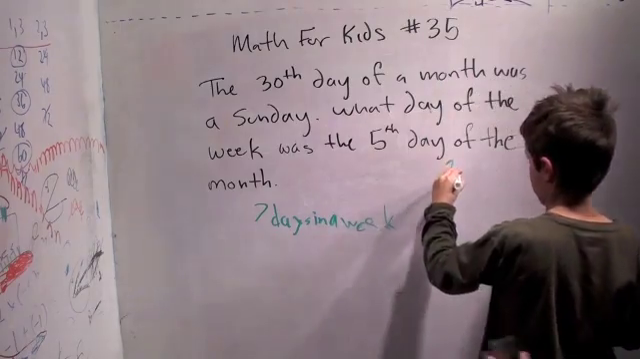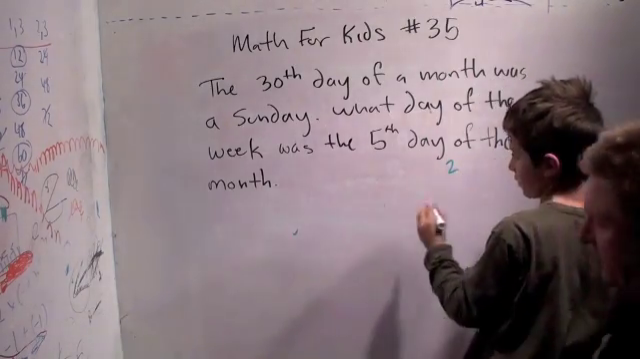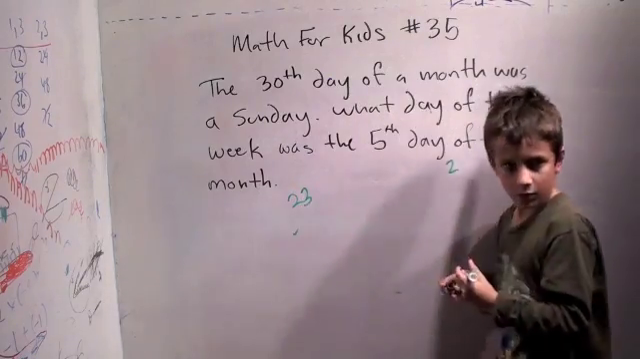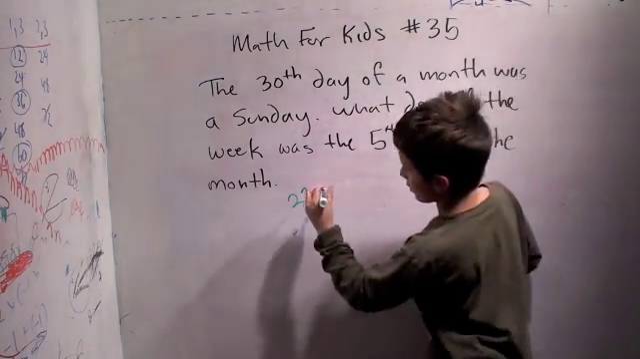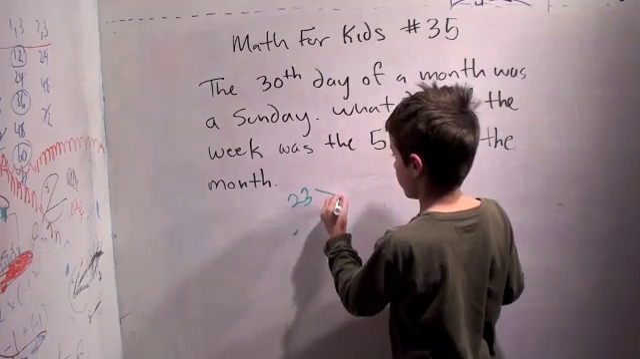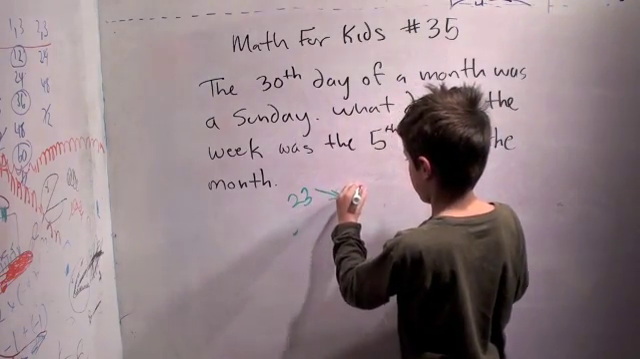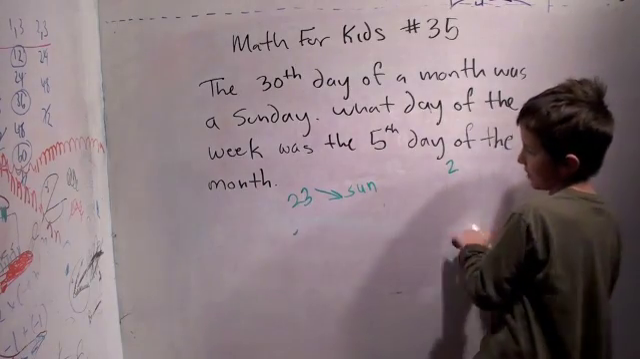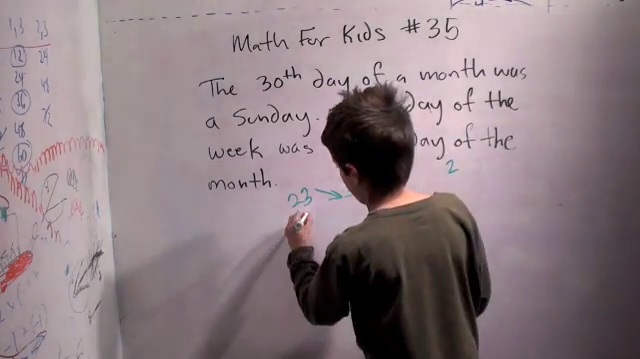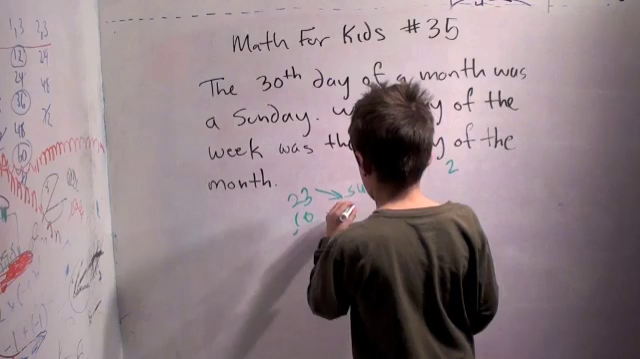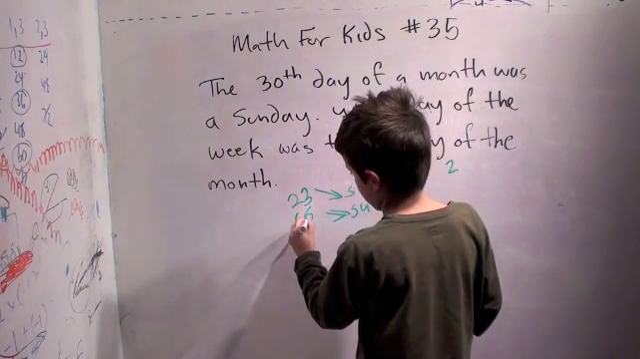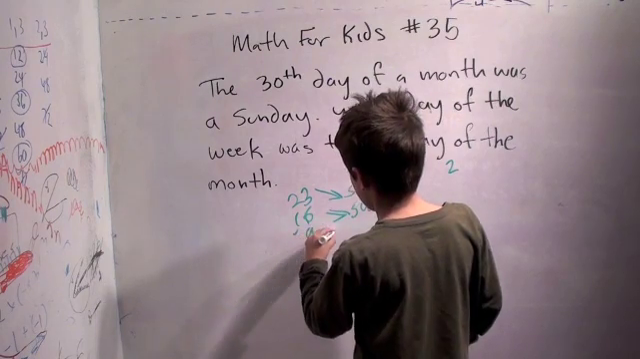23rd is Sunday. Write it over here. 23rd, okay, what's the next Sunday? Not the next one, the one before that. It's just 23 minus 7. What's that? 16. And then 9.